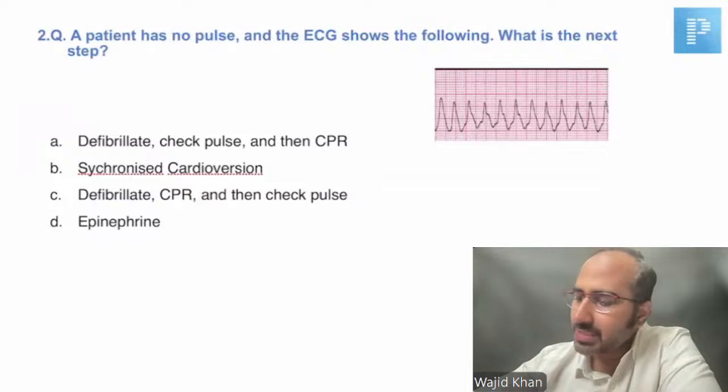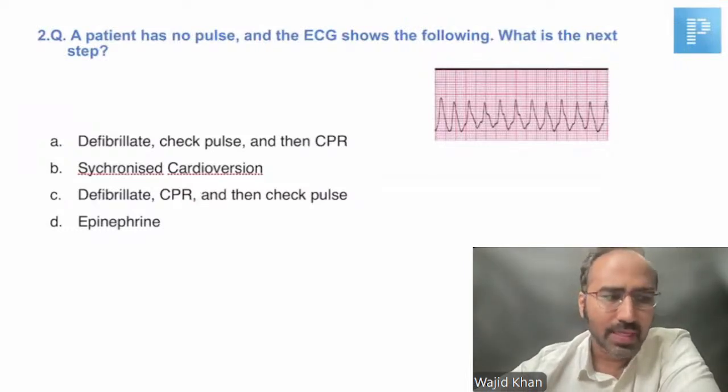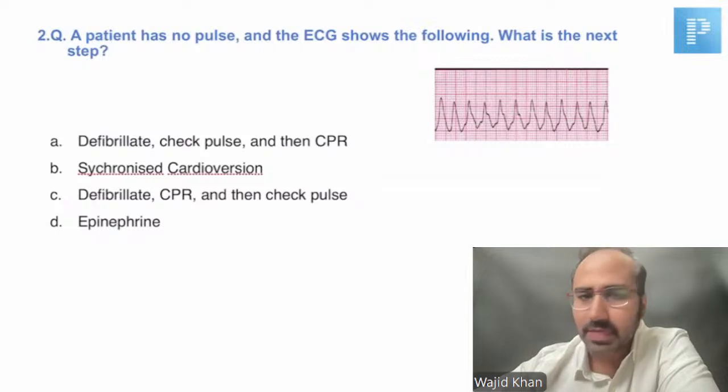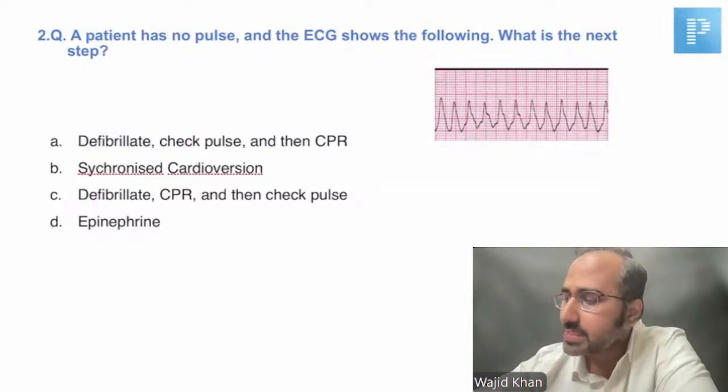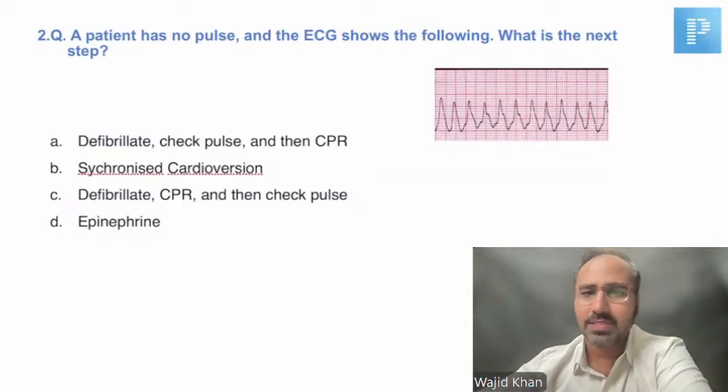A patient has no pulse. I guess it was a pediatric case given, in simple language. A patient has no pulse and the ECG shows the following. What is the next step? Basically, a pediatric patient was pulseless, having this kind of ECG. What is the next step?